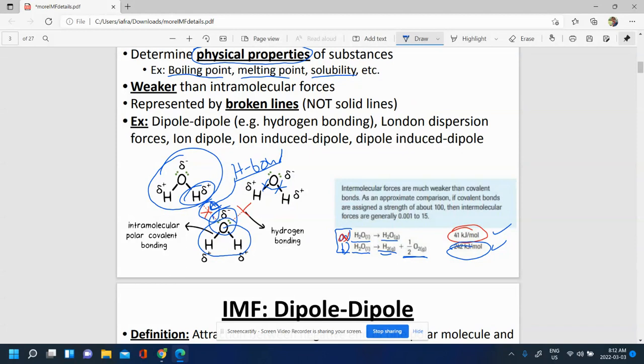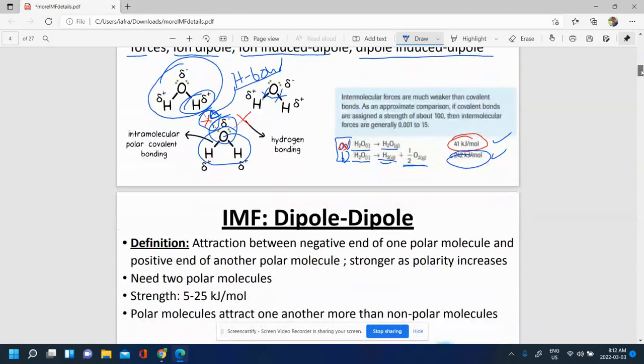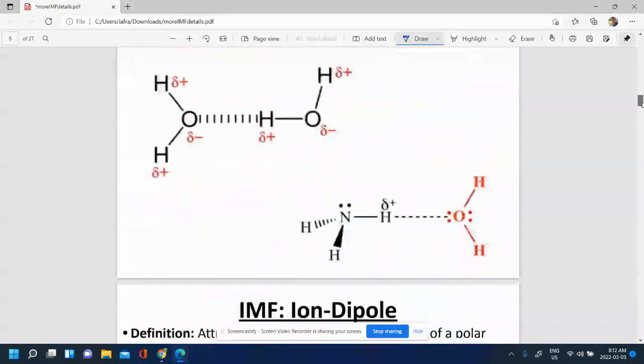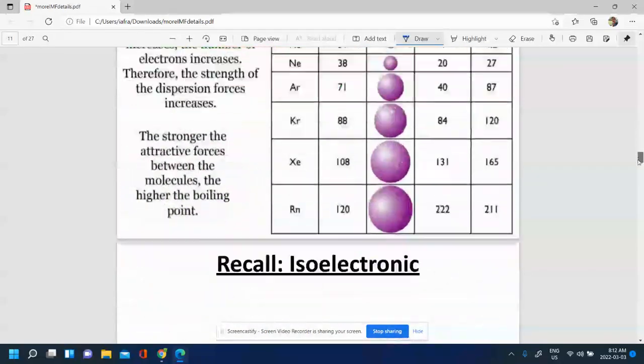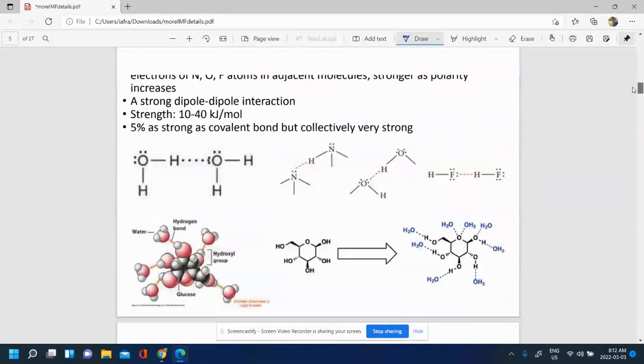So intermolecular forces, there's many different types that exist. The ones we're going to focus on are the dipole-dipole, and some examples are hydrogen bonding. That's one example of a dipole-dipole. Then London dispersion forces, ion-dipole, ion-induced dipole, and dipole-induced dipole. But the main focus will really be London dispersion and the dipole-dipole with hydrogen bonding. So we're going to take a look at each one of these different types of intermolecular forces, and then afterwards we're going to take a look at what properties they help to determine within substances.